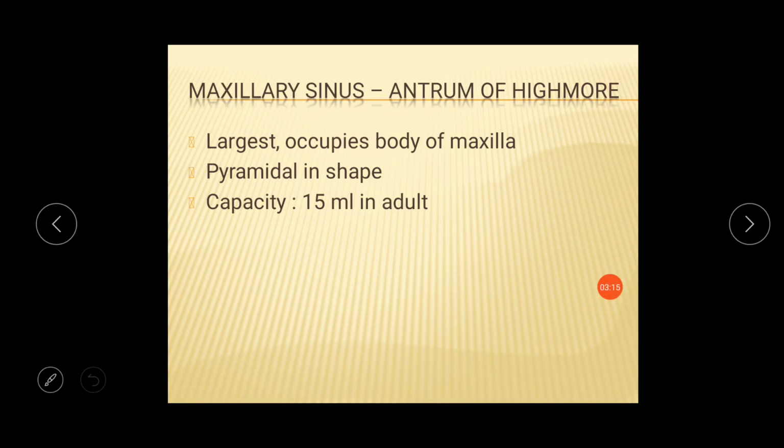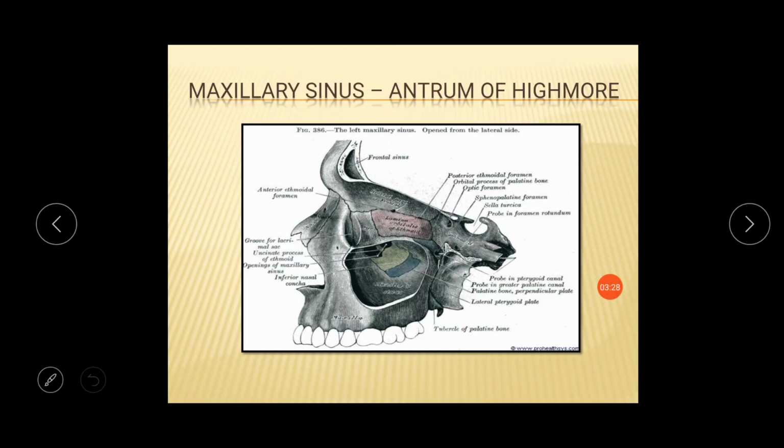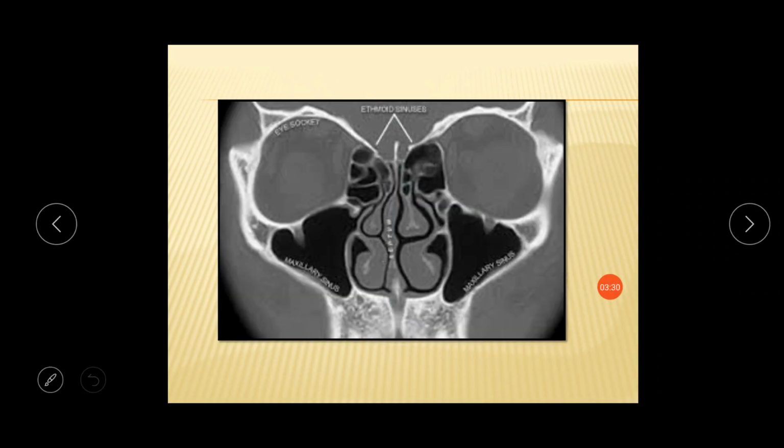Now maxillary sinus, that is also known as antrum of Highmore. It is the largest and occupies the body of maxilla. We have already talked about that. It is pyramidal in shape and its capacity is 15 ml in adults. Here you can see that the shape of the maxillary sinus is a pyramid. This is the most inferior sinus in the nasal cavity.